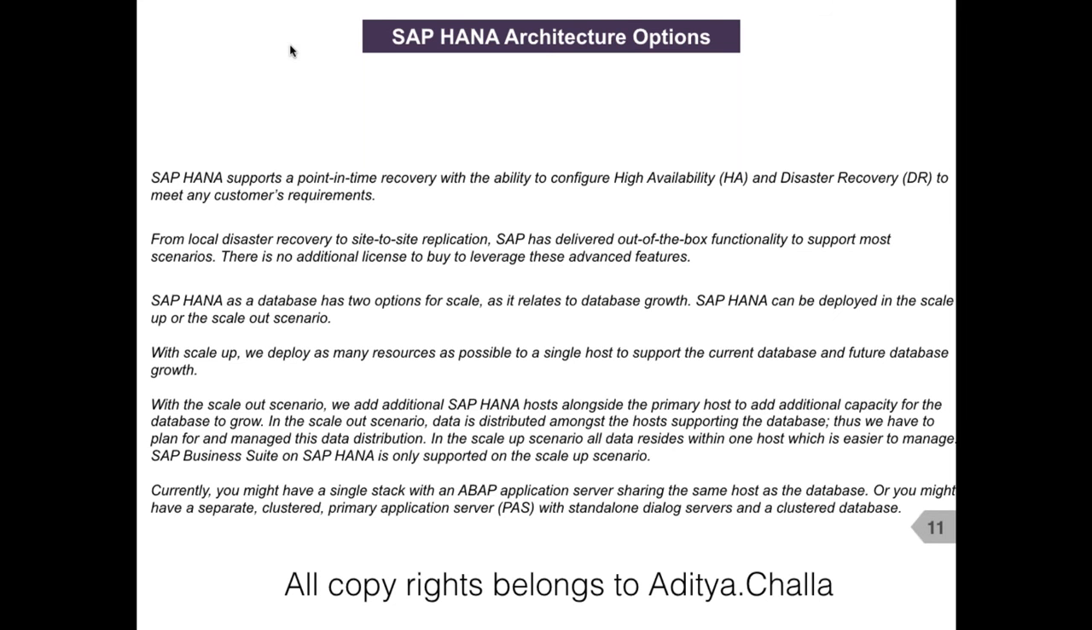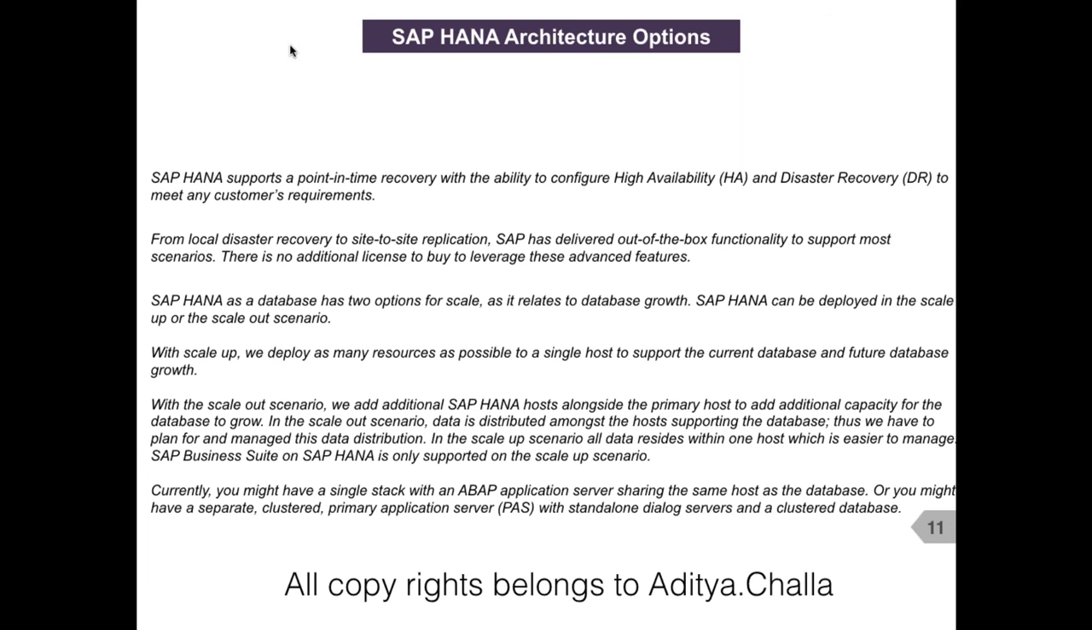SAP HANA as a database has two options. In the database structure, SAP HANA can be deployed as scale up or scale out. There are two scenarios. With scale up, we deploy as many resources as possible to a single host to support the current database and future database growth. So with scale up, we deploy as many resources as possible to a single host to support the current database. So please remember this point.